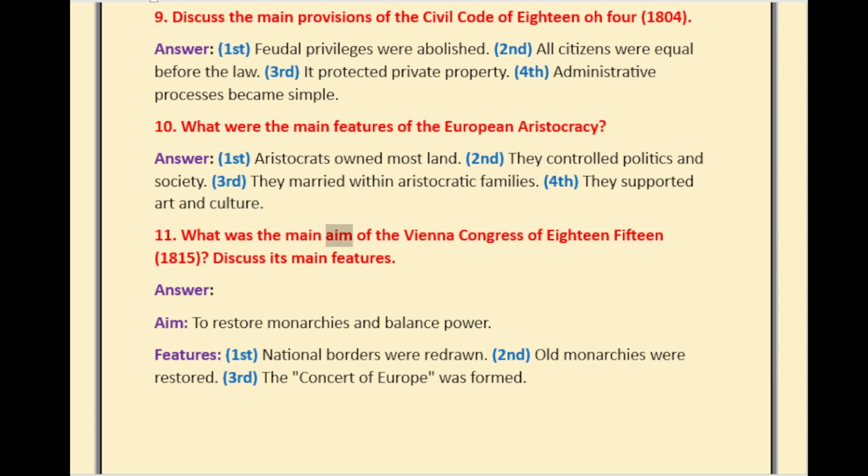11. What was the main aim of the Vienna Congress of 1815? Discuss its main features. Answer. Aim: to restore monarchies and balance power. Features: first, national borders were redrawn. Second, old monarchies were restored. Third, the Concert of Europe was formed.